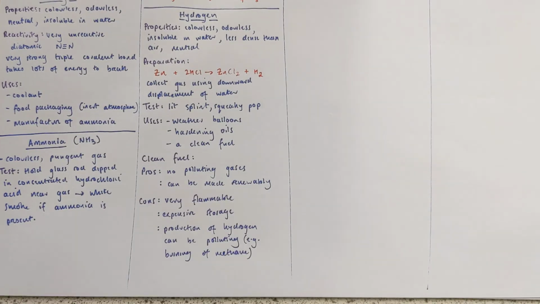The main disadvantages of using hydrogen as a fuel are that it's very flammable, which makes it quite dangerous to use. It's quite difficult to store because it's so light, which means the storage is quite expensive. Then finally, even though we can make hydrogen renewably using electricity, at the minute in practice it's not really made renewably. We often make it by a process known as the burning of methane. Methane is a fossil fuel, it's non-renewable, and therefore that's actually a polluting process.